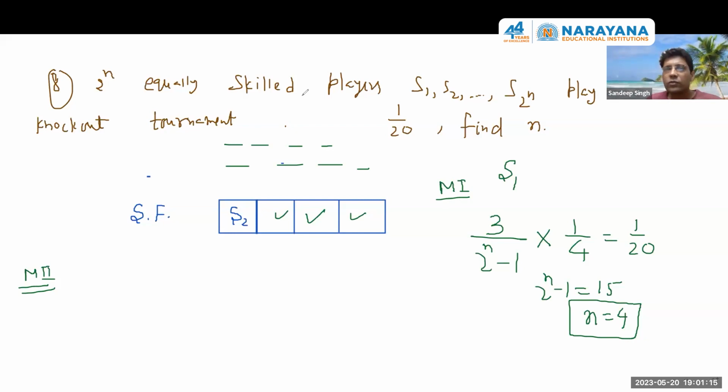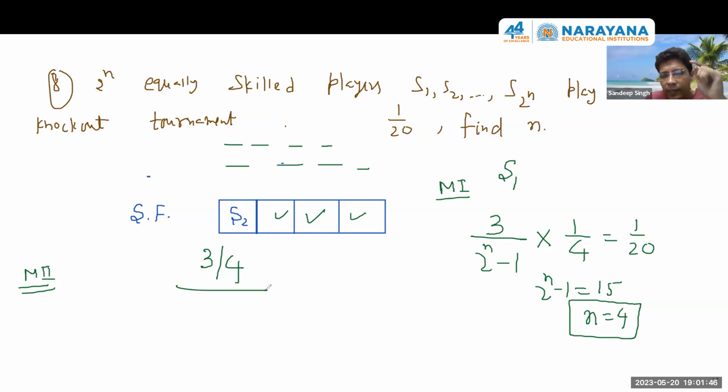What is the chance of S2 losing the tournament? 3 by 4. If S2 loses, who will win? Any of the other three. All are equally skilled, so that chance will be equally distributed by symmetry to all. So what is the chance that a particular person will win? The total chance of S2 losing, or anybody else winning, is 3 by 4.